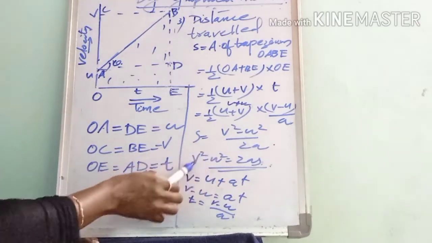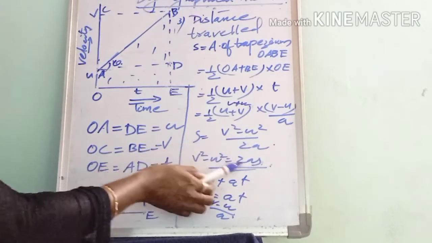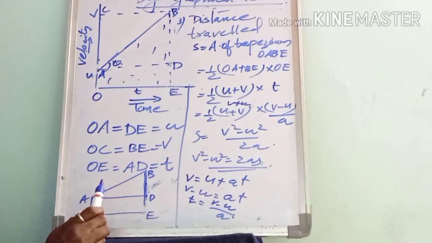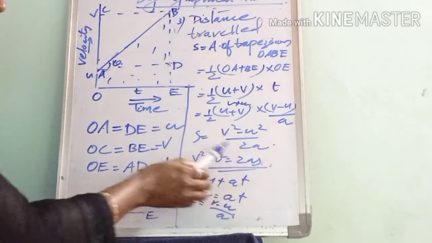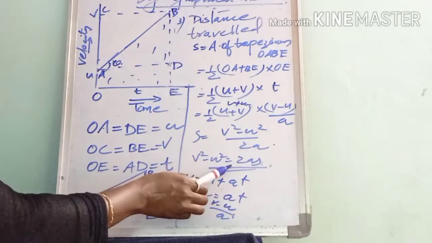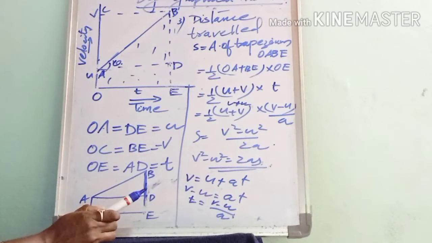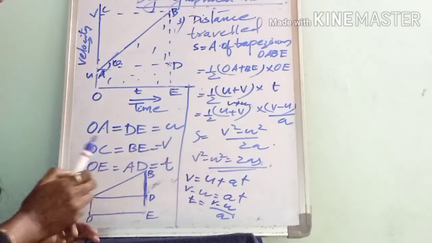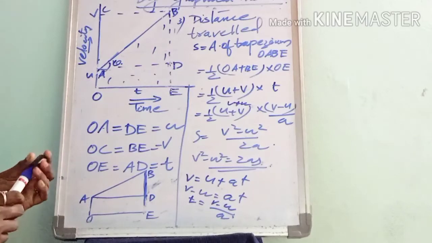This can be rearranged as V square minus U square equal to 2AS. Actually this is the third equation of motion, that is the position velocity relation. V square minus U square equal to 2AS.